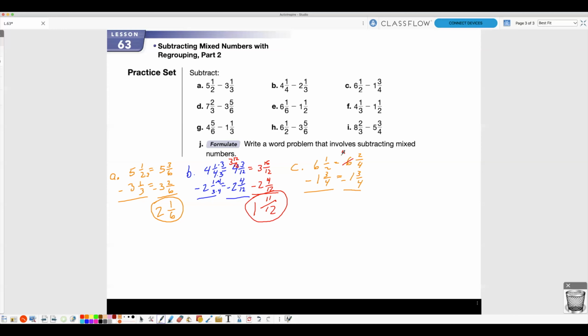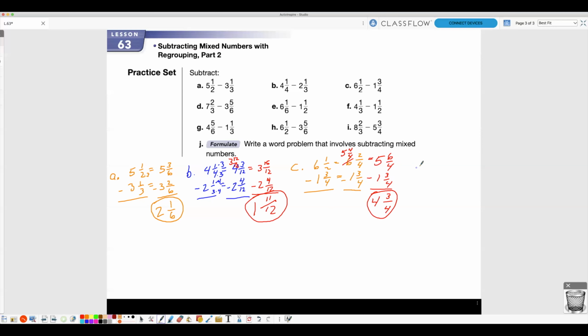This would be changed to 5 4/4. So 5 4/4 plus 2/4 makes 5 6/4. And then I'm going to subtract 1 3/4. So this would end up being 6 minus 3, which is 3. And 4 is the denominator. 5 minus 1 makes 4. So you'd end up with 4 3/4. All right.